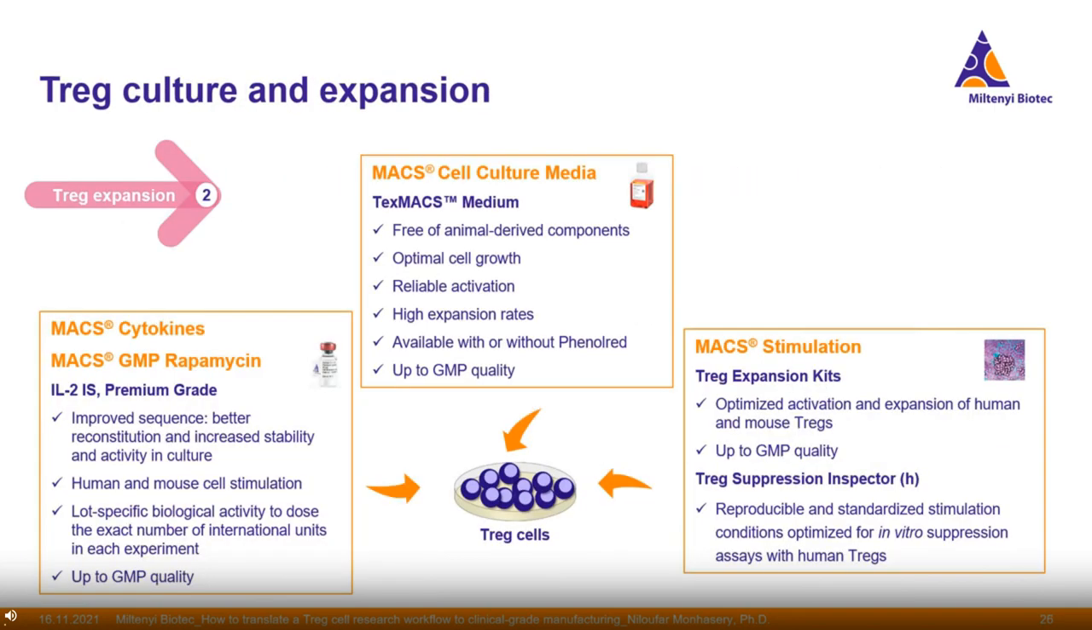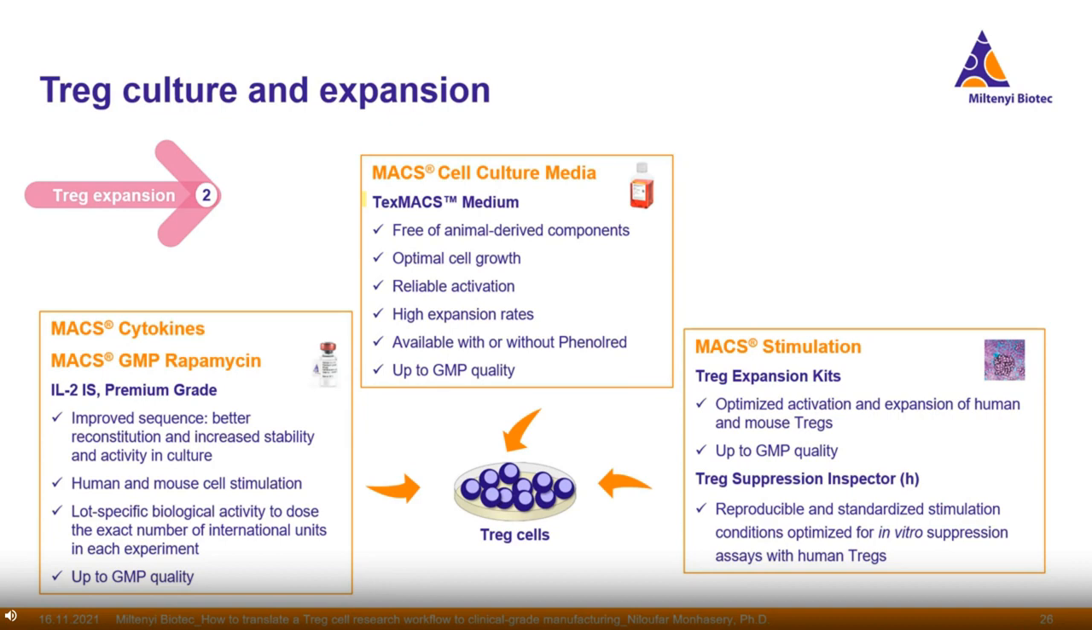Treg expansion. I know that this step can be very challenging, but by choosing the best components for your Treg culturing, you can optimize this step. MACSQuant culture media offers you TexMACS medium, which is a special medium for expansion of T cells and also Tregs. They are free of animal-derived components. They offer optimal cell growth, reliable activation, and are available with or without phenol red, and they are available up to GMP quality, especially attractive for teams that have a translational plan to move their research studies to clinical studies.